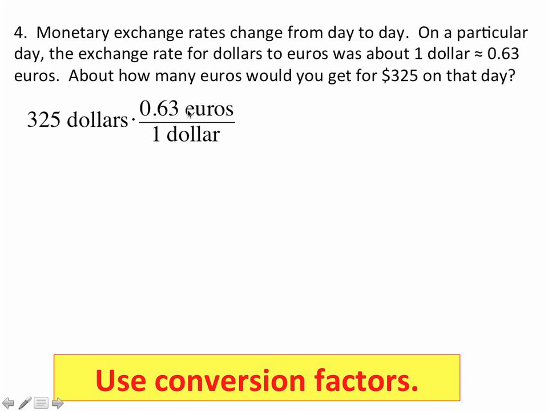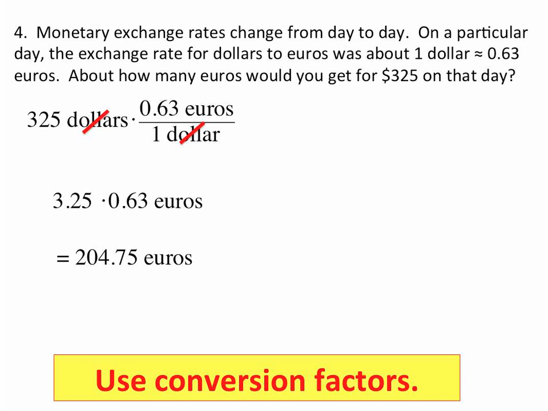So euros is going to have to be on the top. Dollars is going to have to be on the bottom so that it cancels out with that other dollars. Dollars and dollars are canceled. Go across the top. 325 times 0.63 euros would leave me with just 204.75 euros.